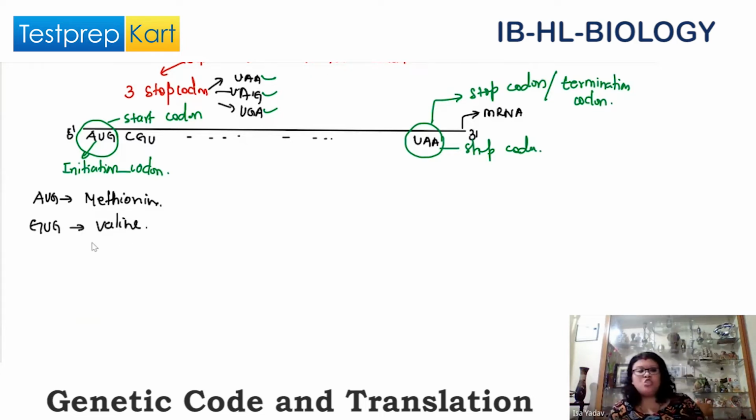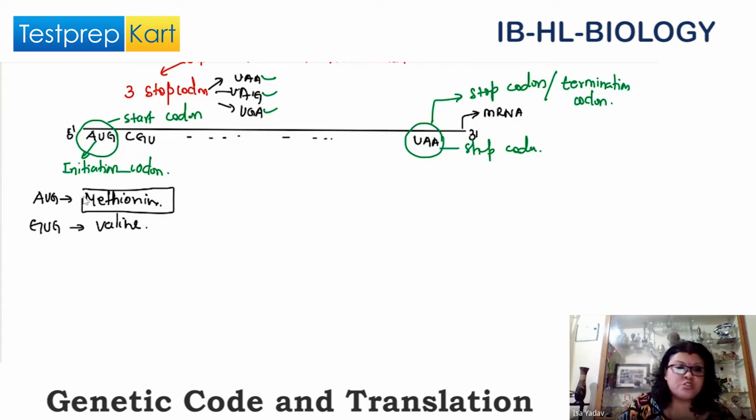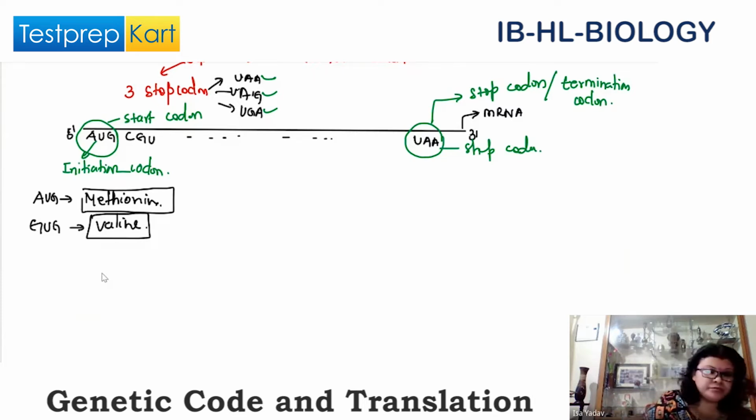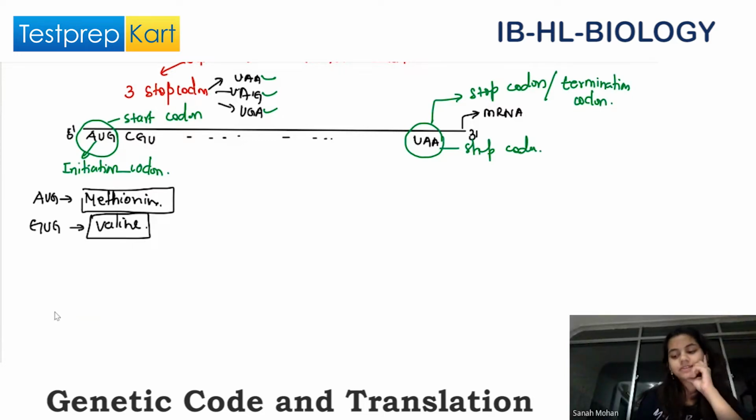AUG, the start codon, codes for which amino acid? Methionine. The other start codon, GUG, is also a start codon. It codes for valine. Is this clear? Sana, are you understanding or not? Please tell me. Yeah, I understand.